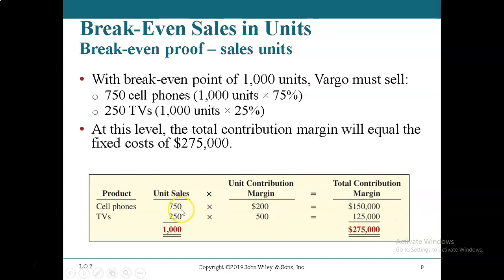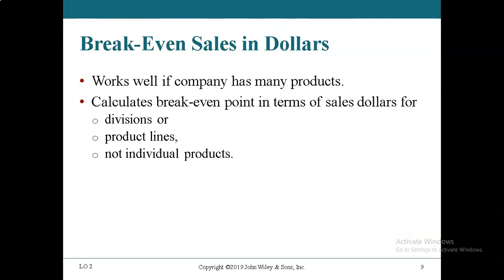Okay, so this is just saying that if you sell 750 cell phones, 250 TVs, your total contribution margin would be $275,000, and your fixed cost is $275,000. That's just a fancy way of saying you break even. Okay, so remember, if you're going to figure out break even and you have more than one product, you have to figure out a weighted average break even.